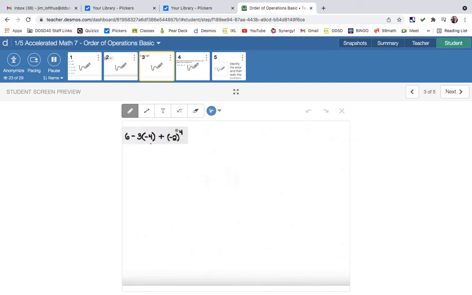The first thing I'm going to do is right here, and then I'm going to write everything else out. So this is negative 2 times negative 2 times negative 2 times negative 2. So that's 4, negative 8, 16. Notice how it goes from negative to positive to negative, back and forth. So we're going to write 6 minus 3 times negative 4 plus 16.